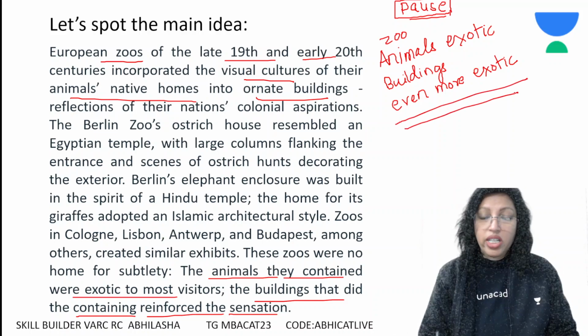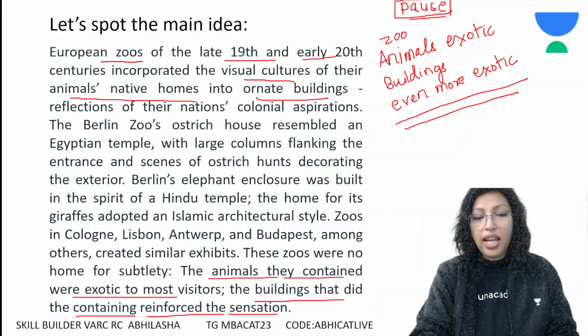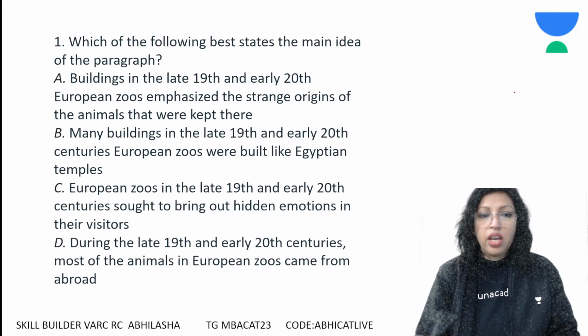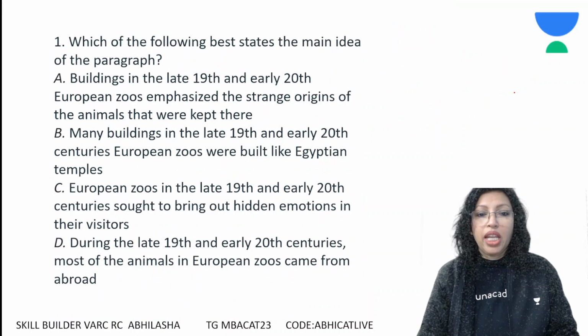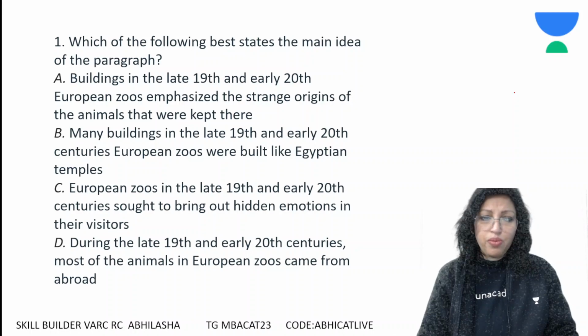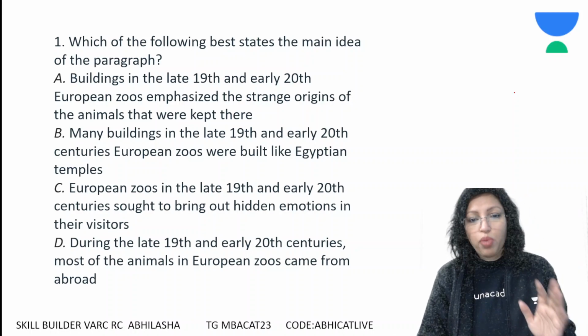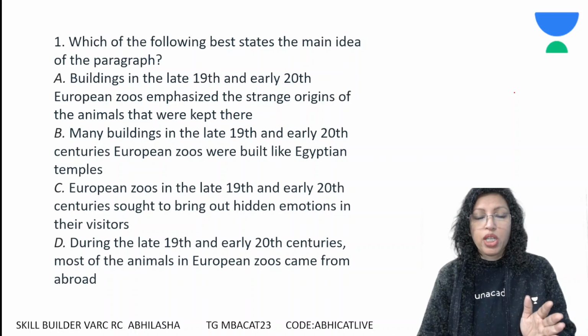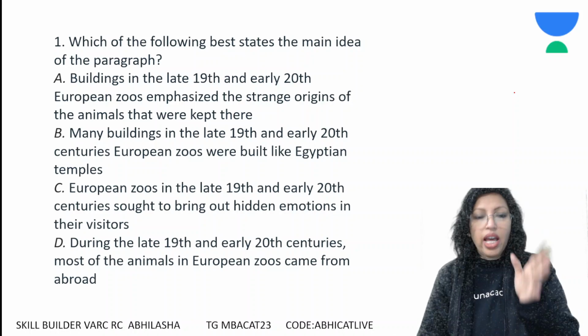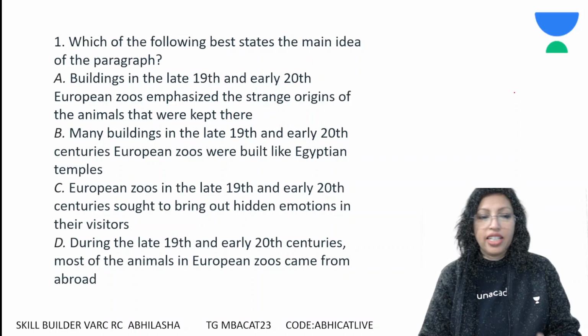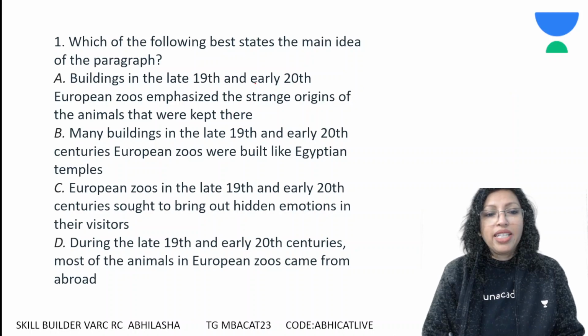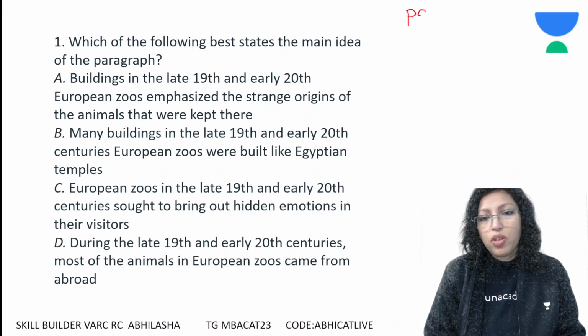Now let us look at the question and see if we can spot the main idea. Which of the following best states the main idea of the paragraph? Again, I'll ask you to pause, look at the options, read them, take your time, identify your answer, and then carry on. I will write the word pause here so you know that you were supposed to pause.